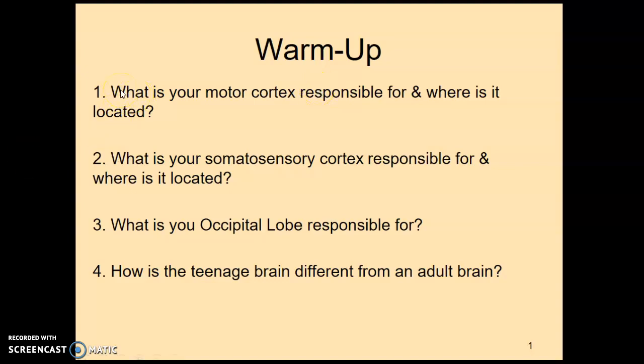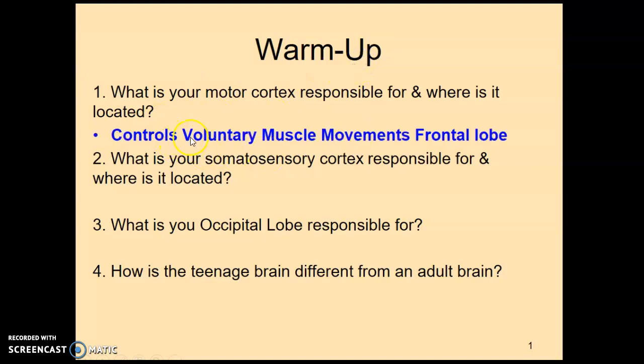So when you look at the first one, what was the motor cortex responsible for and where is it at? It's going to control our voluntary muscle movements, so things that we choose to engage in, and it is going to be found in the frontal lobe. So your skeletal muscles, your somatic nervous system is working directly with your motor cortex.